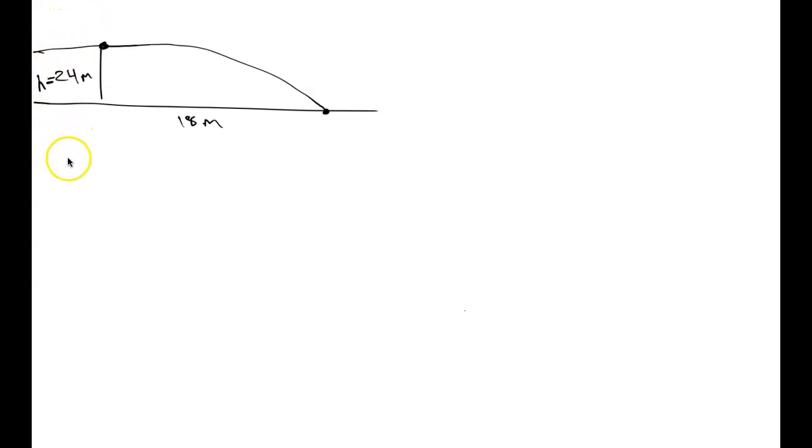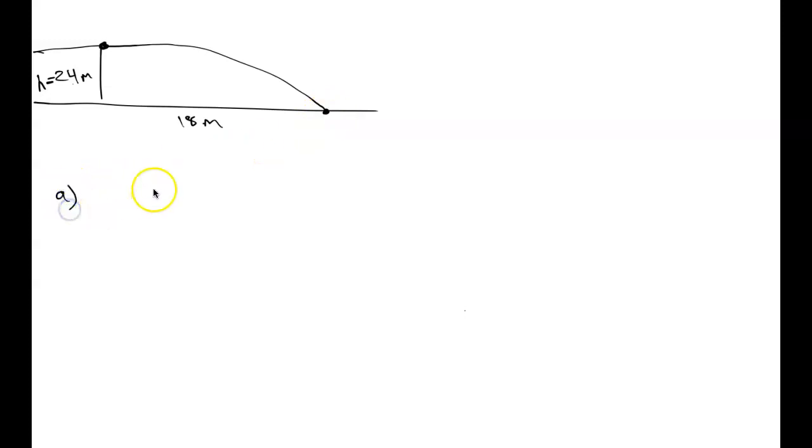For the last problem in chapter 3, we have another constant acceleration equation type problem where we know the height that an object drops, which is 24 meters, and the horizontal distance it travels, which is 18 meters, and we're asked to find the initial speed at which this stone was thrown horizontally and the speed at the end when it falls.